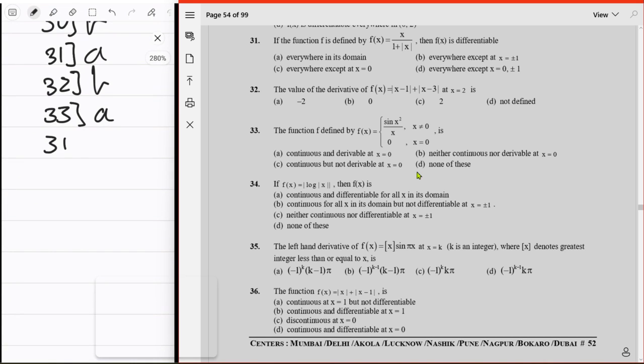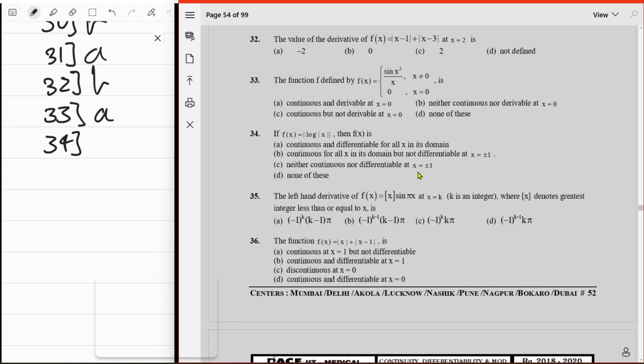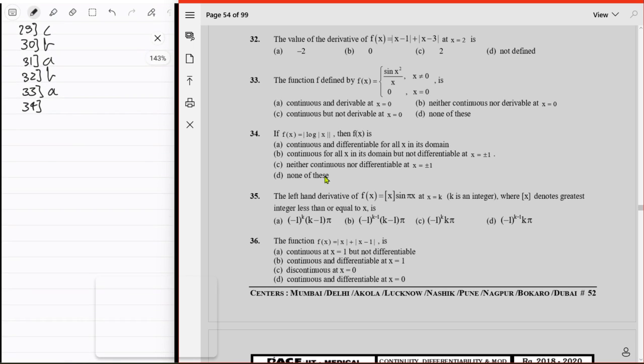34. 34 is, if f is equal to mod of ln of mod of x, then f is continuous and differentiable for all x in its domain. The domain of x is just all real numbers, right? Except 0, of course, because then it's just bad. Wow, mod. Okay, interesting. Let's see what happens.